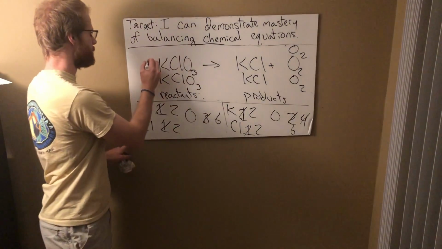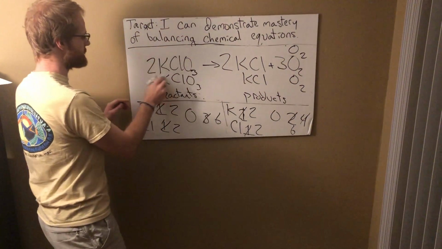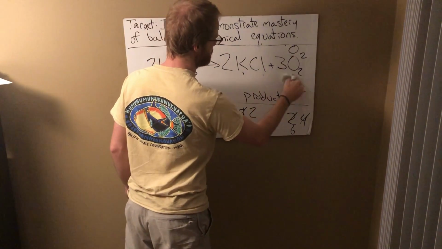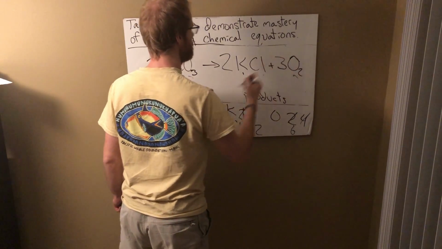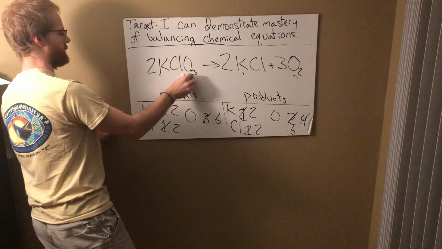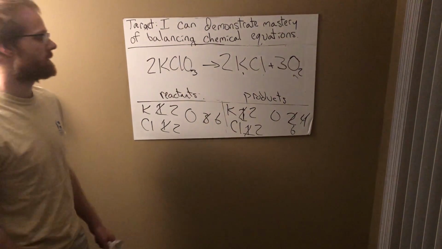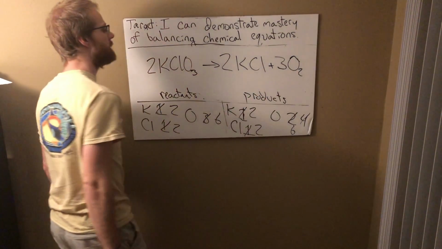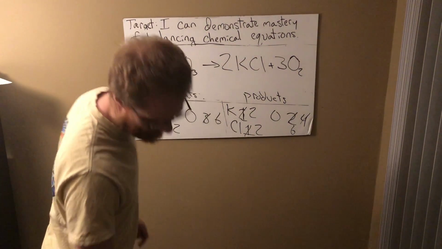All right, so we put in our coefficients. We erase the extras. Or cross them out, whatever floats your boat. Get rid of those little markings. And we have ourselves a balanced chemical equation. Solid. All right, let's move on to the next one. Number 4.